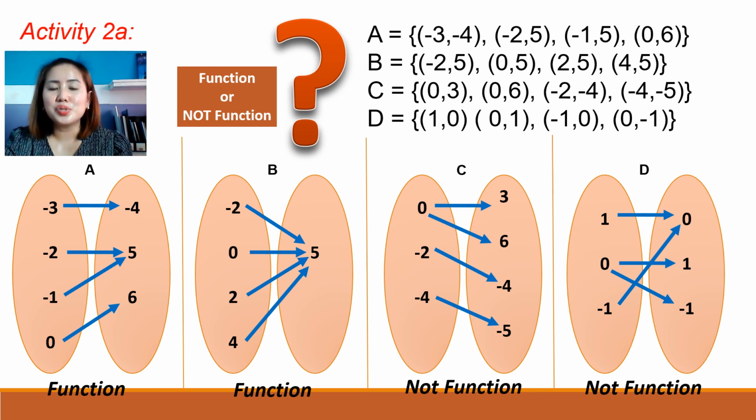So with the use of our diagram and just merely looking at the first element of your set of ordered pairs, you can easily determine whether it is a function or not a function. Now, I will show you another way to identify whether the given sets of ordered pairs represent a function or not.